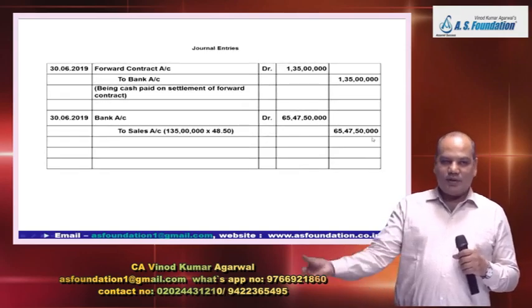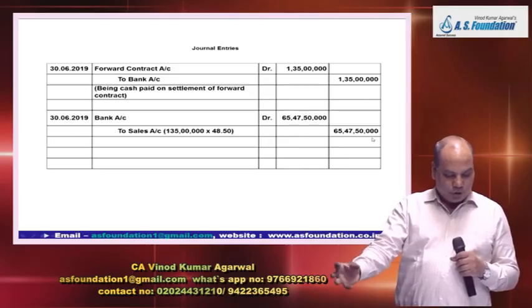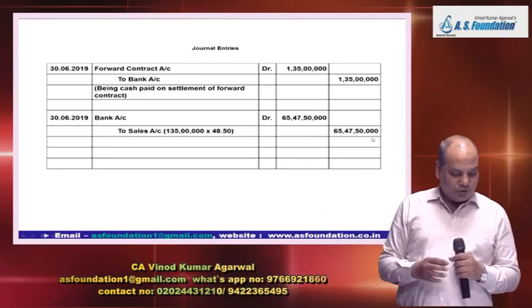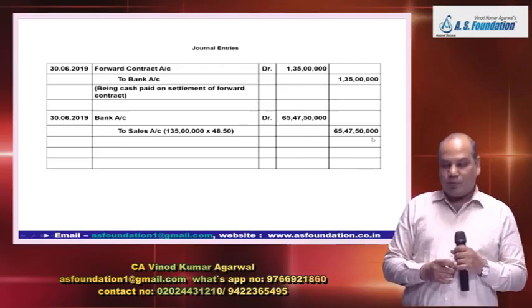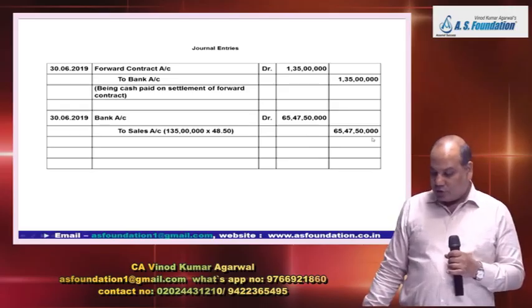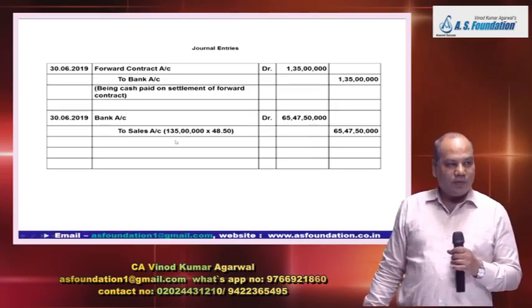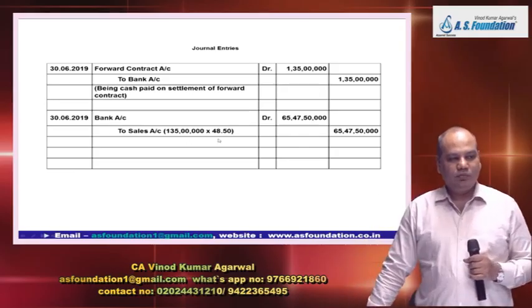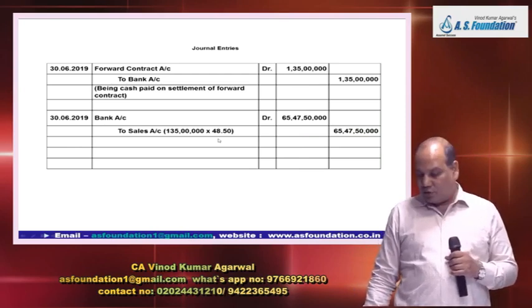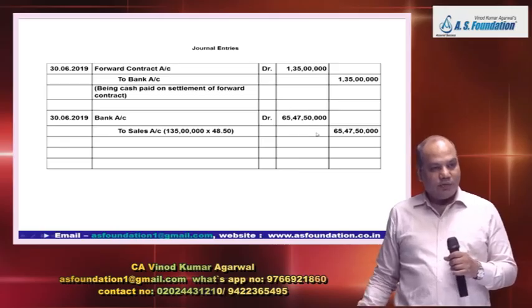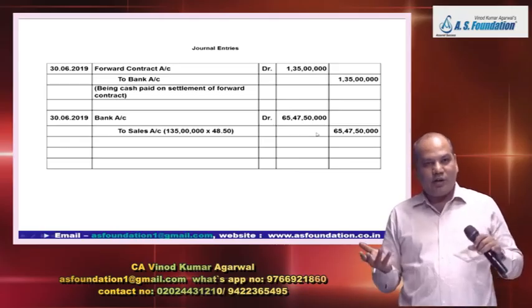And then you will sell the goods. You will receive 1 crore 35 lakh dollar, which you will convert at exchange rate on 30th June, that is 48.50. So my next entry, 30th June, bank account debit to sales account. Check the calculation, 1 crore 35 lakh into 48.50. What is the answer? Is it 65 crore 47 lakh 50,000? In the exam, you can write in lakhs, crores, million, but be consistent. First 3 entry in million, next 3 entry in crores.